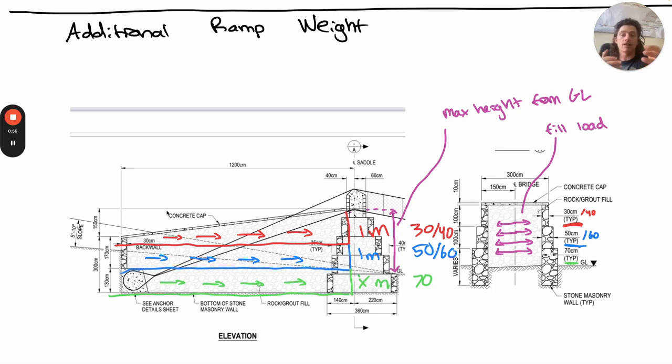We need thicker offset ramp walls to carry loads from the anchor to the foundation and serve as formwork for the ramp fill, which you can see in the section here.